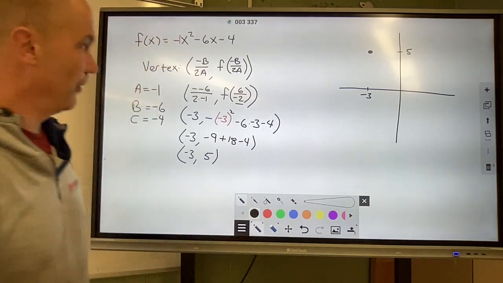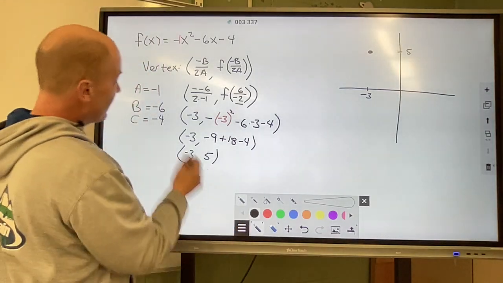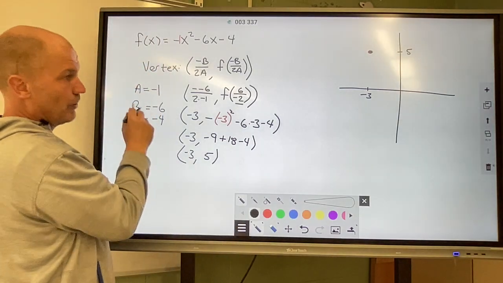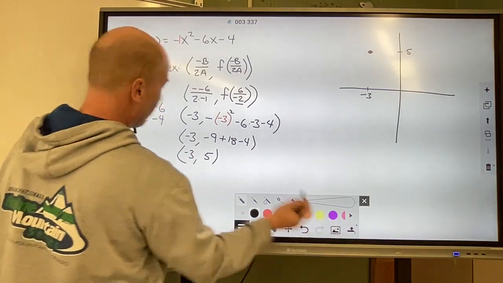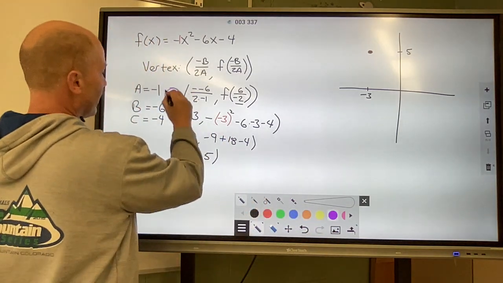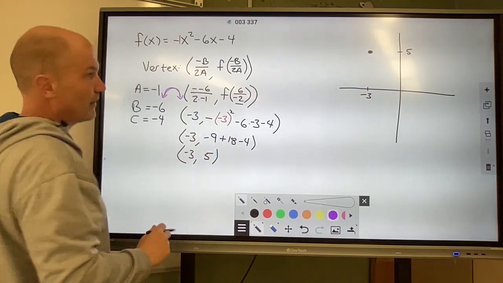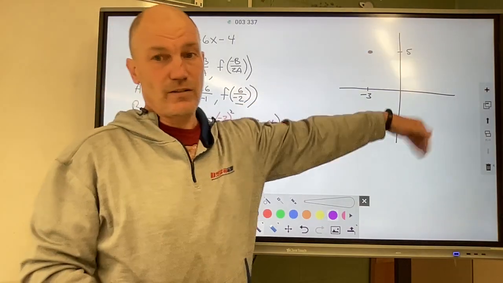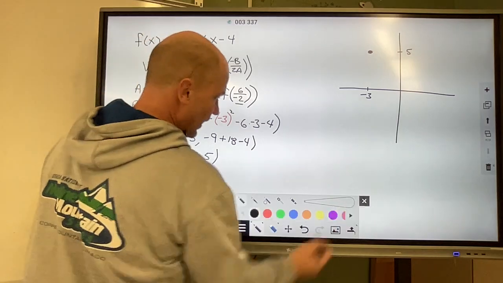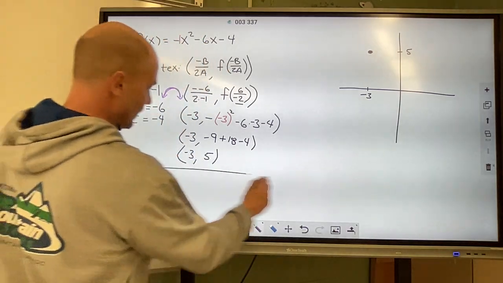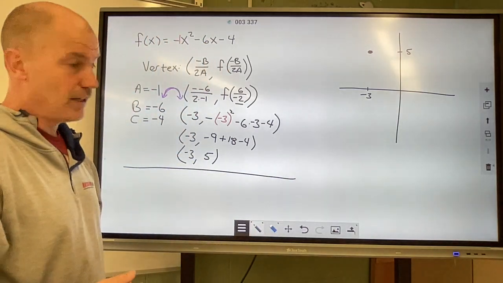I also know, because a is less than 0, I know that this is concave down, right? This is also a fact that I just know. Because a is less than 0, this is concave down. So I could start sketching this if I wanted to. But what I'm going to do instead is find a specific point. Right, that is the next step. We got to find a specific point.